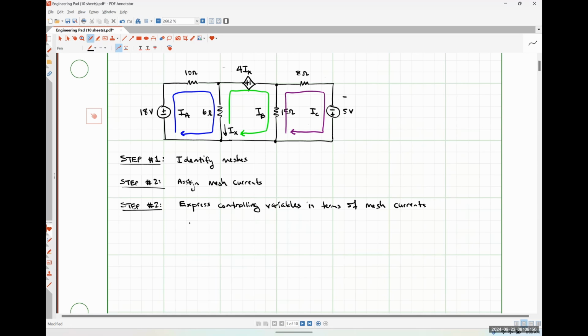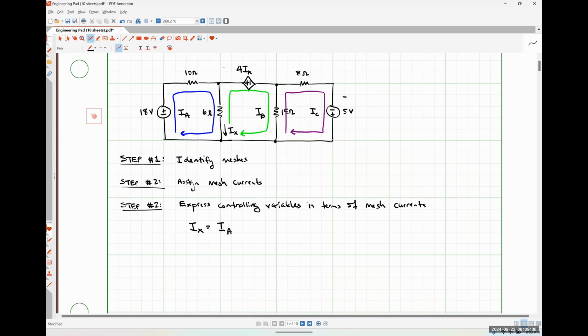For a current like IX, which is on the interior of the circuit and shared by multiple meshes, we're simply going to figure out which mesh current flows in the same direction as IX as it goes about its clockwise path, and which mesh current flows in the opposite direction of IX as it flows around its clockwise path. So which mesh current is in the same direction? Is it IA or IB? IA, right? As IA flows around its clockwise path, it is flowing down through the 6-ohm resistor, which is in the same direction as IX. So it's going to get a positive sign.